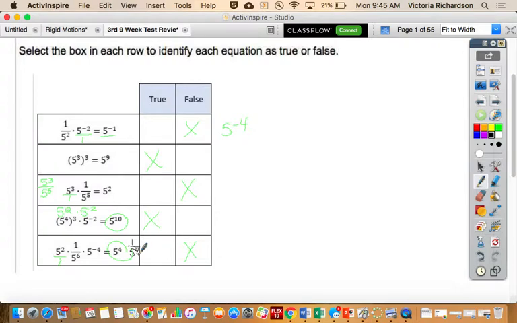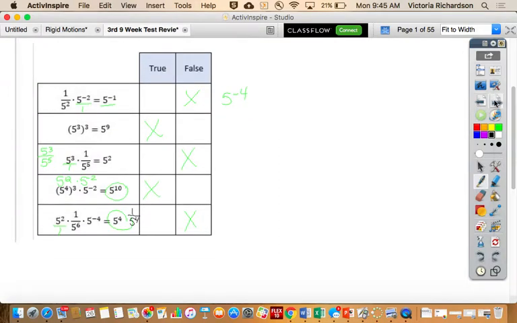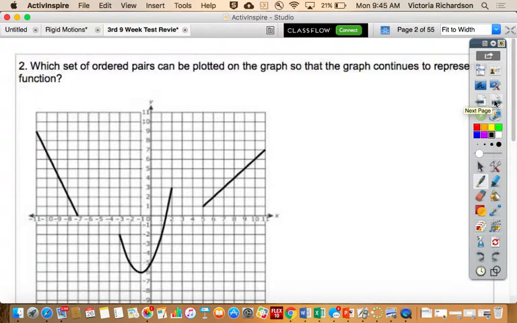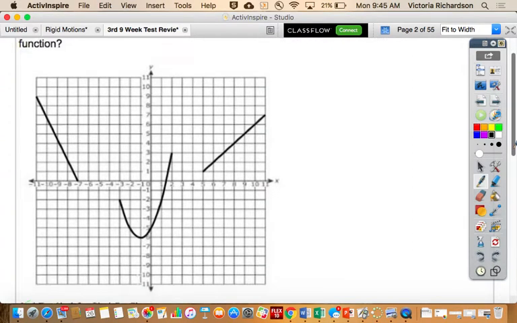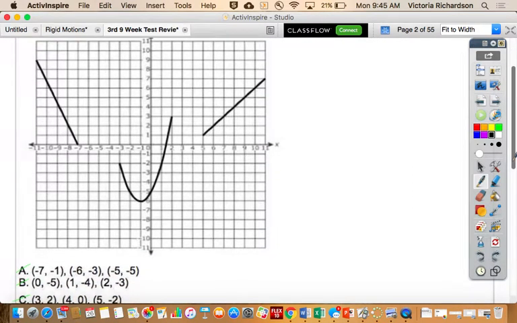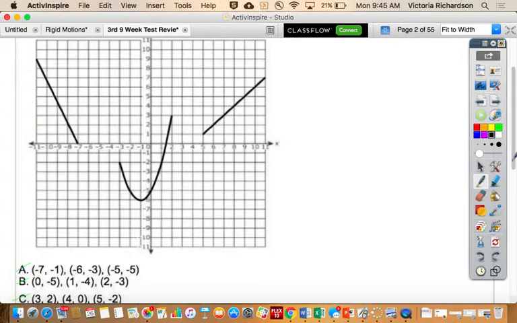Number 2. Which set of ordered pairs can be plotted on the graph so that the graph continues to represent a function? If you remember, if something is a function, it has to pass the vertical line test. That means if you draw a vertical line and pull it all the way across from left to right, it can only touch the graph in one place.